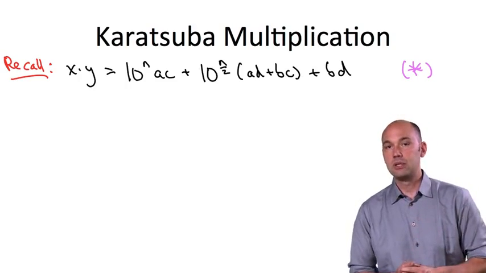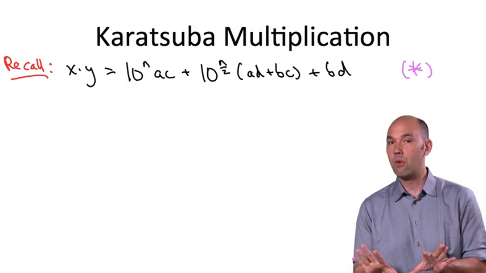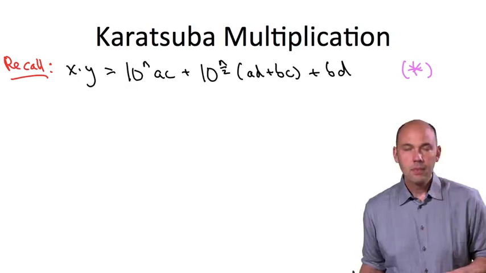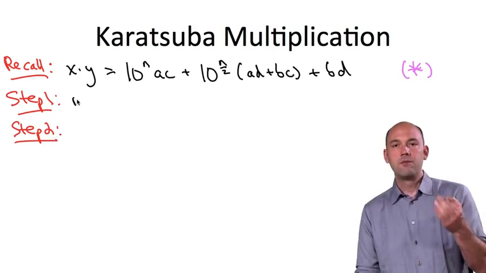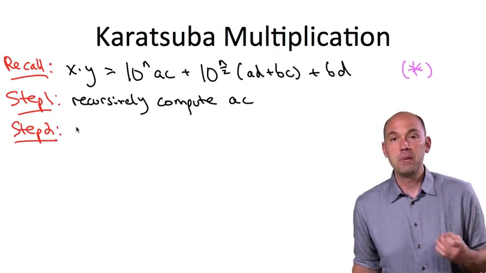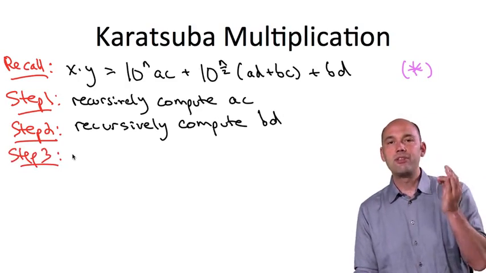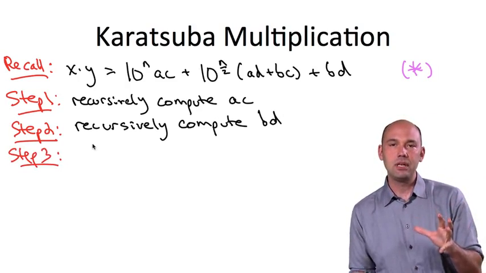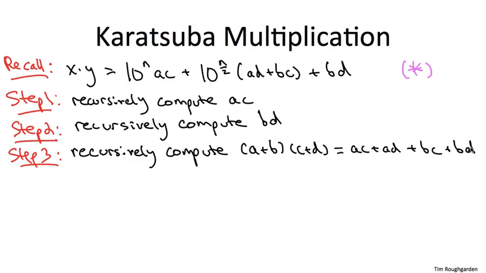So this motivates the question, if there's only 3 quantities that we care about, can we get away with only 3 rather than 4 recursive calls? It turns out that we can, and here's how we do it. The first coefficient AC and the third coefficient BD we compute exactly as before, recursively. Next, rather than recursively computing AD or BC, we're going to recursively compute the product of A plus B and C plus D. If we expand this out, this is the same thing as computing AC plus AD plus BC plus BD.